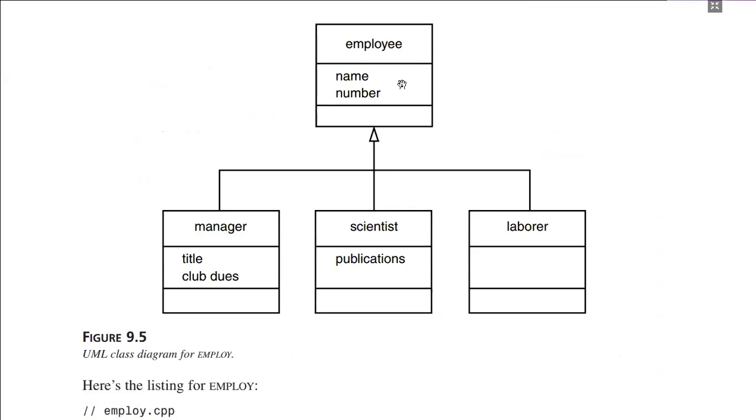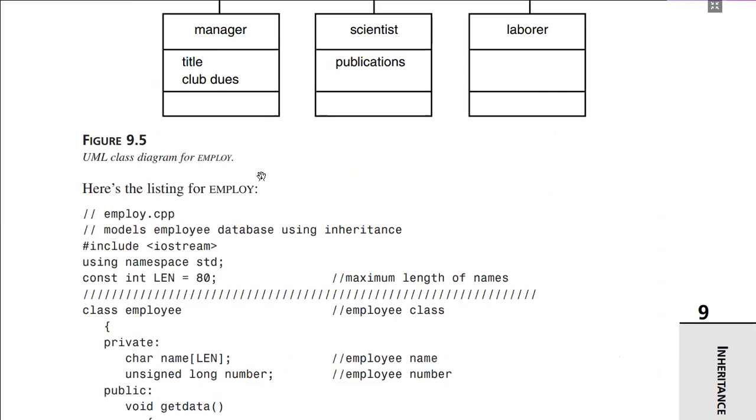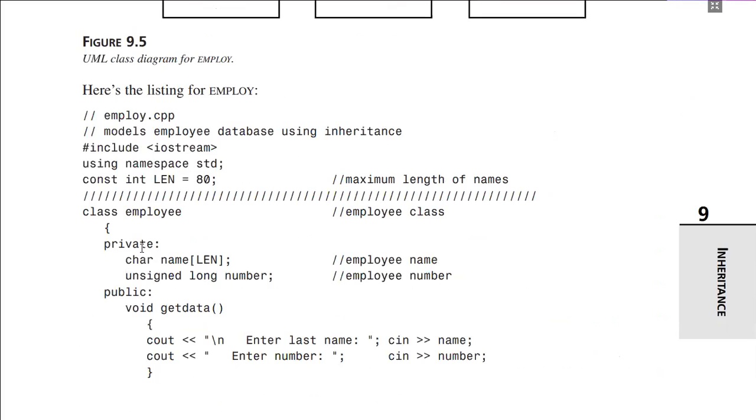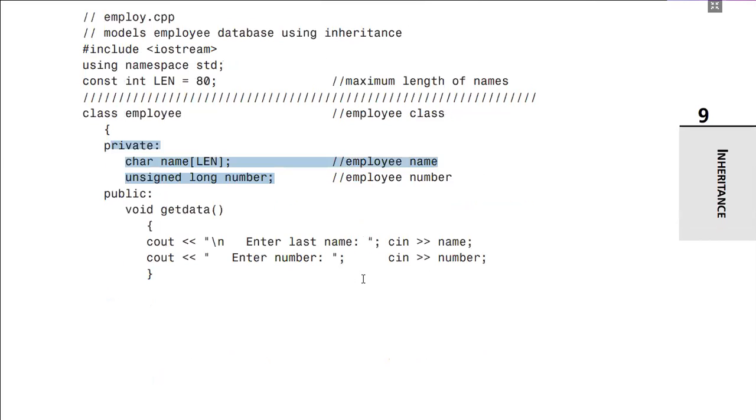We have this employee class. Employee has a name and number. From the employee class, we have derived three classes: the manager, the scientist, and the laborer. For the manager, we have the title and the club dues, that's what the manager does. For the scientist, he's only focused on the publications, and the laborer is a different thing. So from one class, we have derived three classes. Now if you look closely at the program, the employee class has what? It's a name and a long number. So each employee has a name and each employee has a number. This is very simple, right? Name and number.